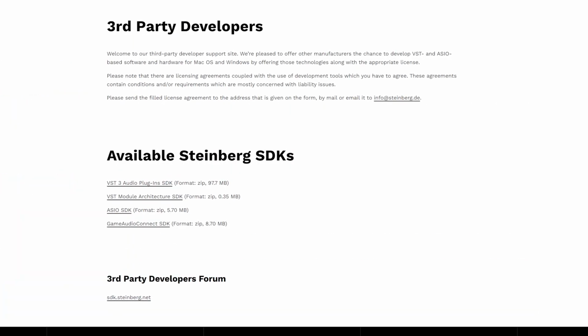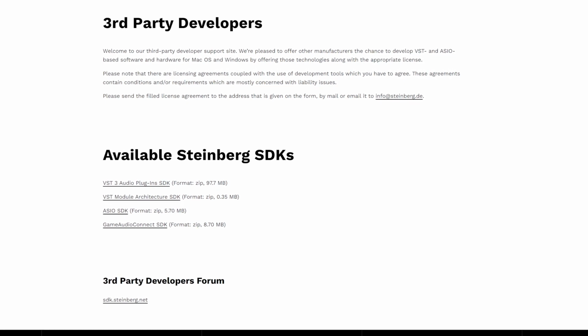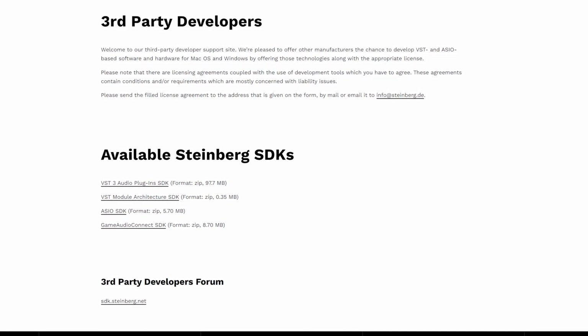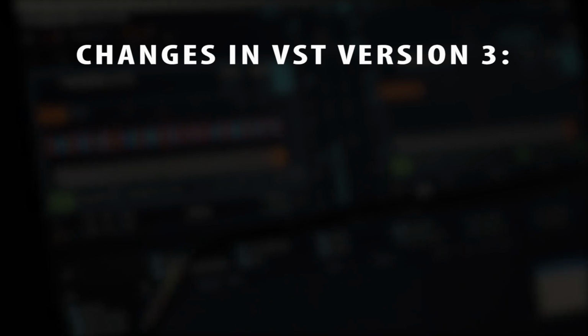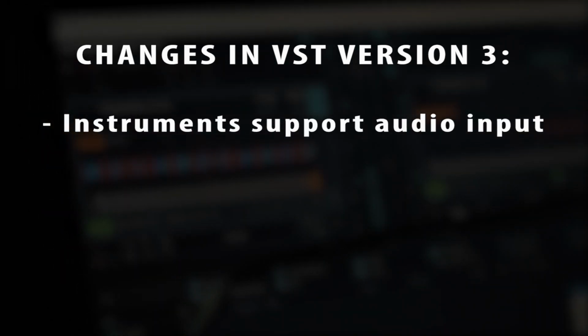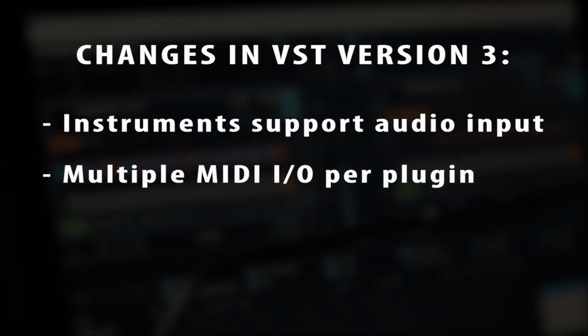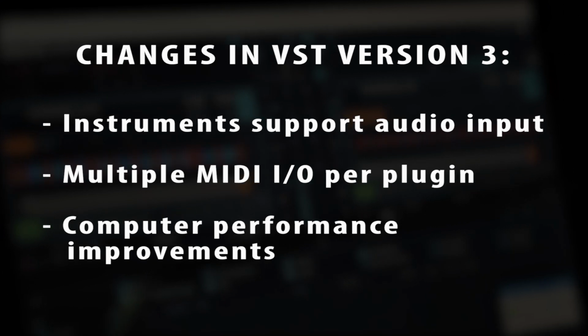Steinberg's VST SDK is currently on version 3 as of 2008, with some minor versions that have been introduced in between. Major improvements available as of VST 3 included the ability for VST instruments to also accept an audio input, multiple MIDI inputs and outputs per plugin instance, and computer performance improvements. As of the time of creating this video, Steinberg is currently on VST 3.7.6, with the last update released in September 2022.